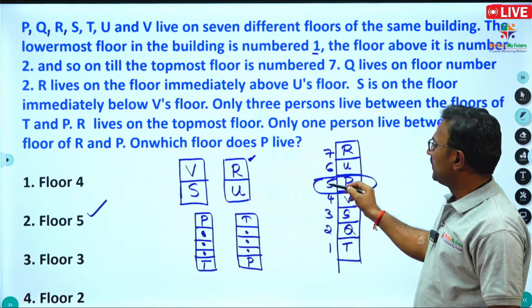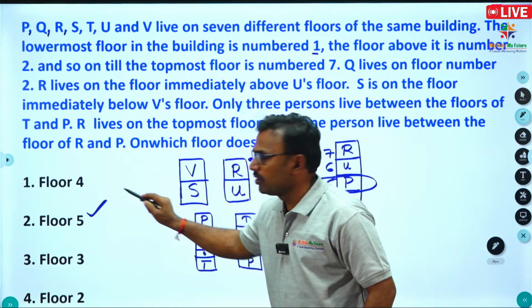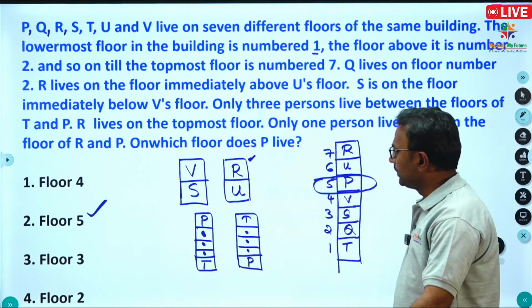So P lives on the 5th floor. Option 2 is correct. I hope you understood. Okay, right. Next question.